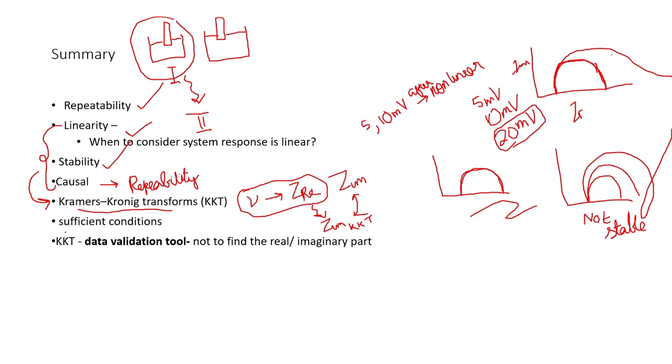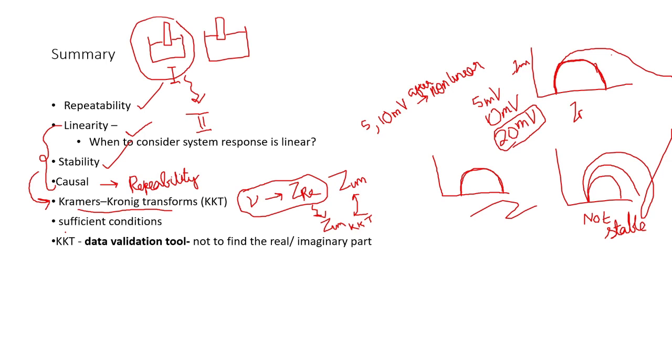If a system is linear, stable and causal, it will obey the KKT transform. But the vice versa might not be applicable. In every case, we cannot say that if the system obeys KKT, the system will be linear, stable and causal. So it is just a sufficient condition. It cannot be a necessary condition.